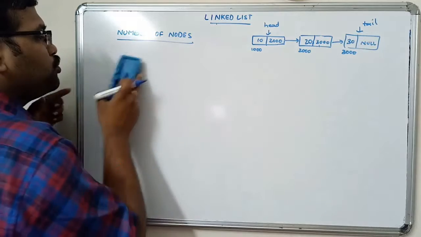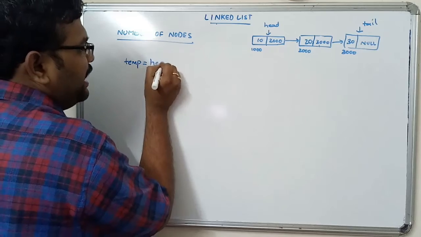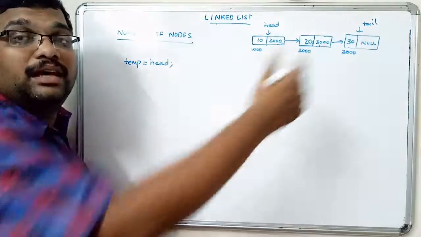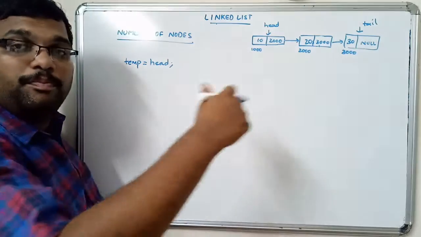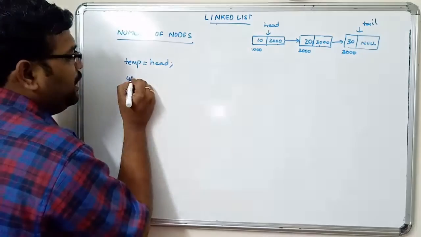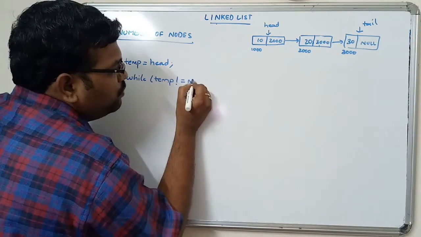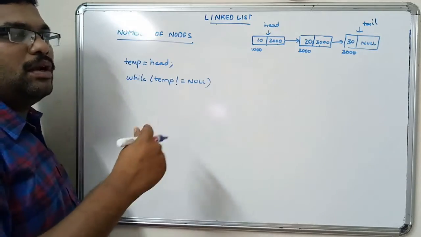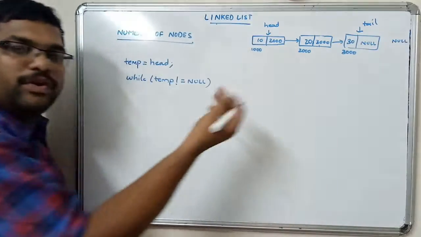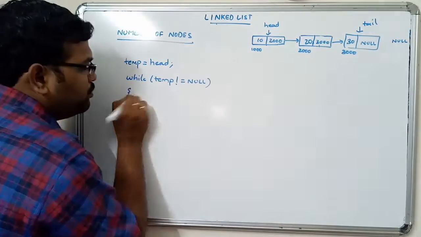So first, store the head in a temporary variable. So temp is equal to head, right? Because we need to move the temporary variable from the first element till the last element. Now we have to use iterations, right? We have to repeat the iterations. So while temp not equal to null. So until it moves to null. So here it is a null, right? If there is no node, we can consider it as a null. So until temp not equal to null, we have to travel.